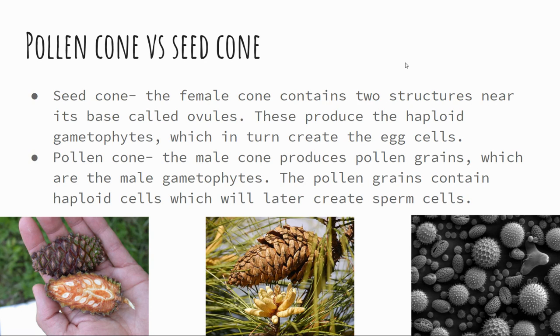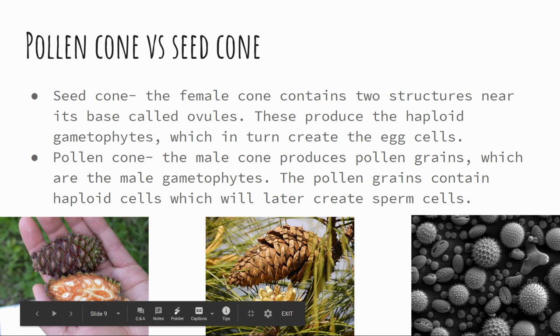So let's look at those a little bit closer. The seed cone is also known as a female cone, which contains two structures near its base called ovules. These produce the haploid gametophytes, which in turn create the egg cells. So when we think about pine cones, 99.9% of the time you're thinking about the seed cone or the female cone of pine trees.